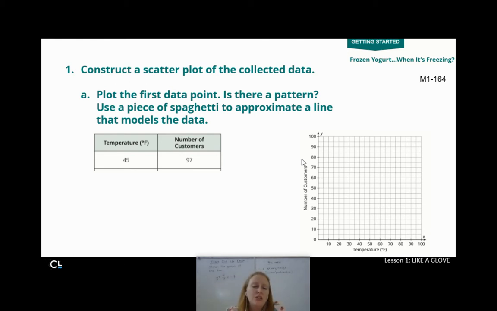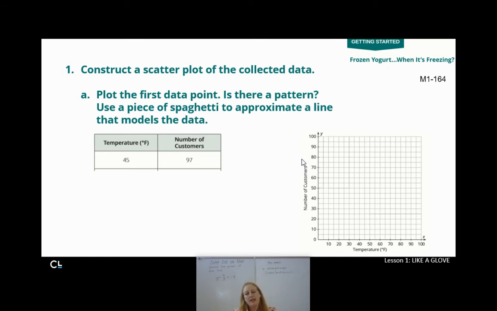That just means you're going to plot the points. Now, the next several pages walk you through plotting each point. If you have a piece of uncooked, dry spaghetti, this is going to work best. If you don't, you can use something like a pencil. But we're going to see if we can approximate a line that models our data.